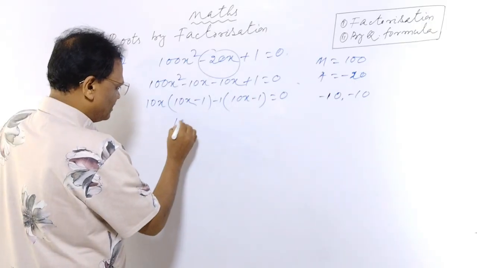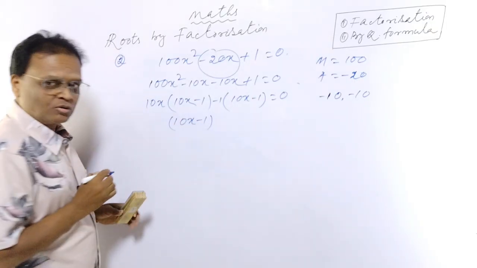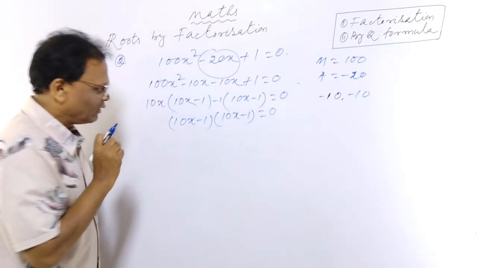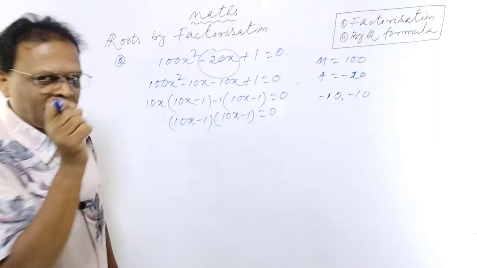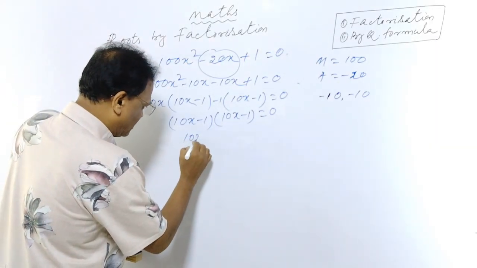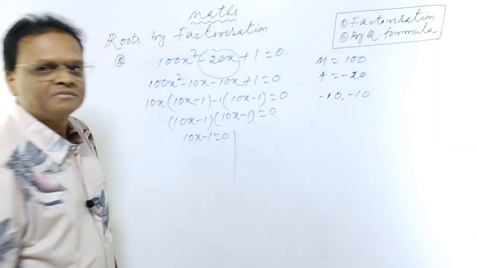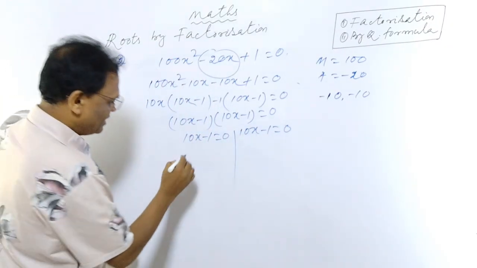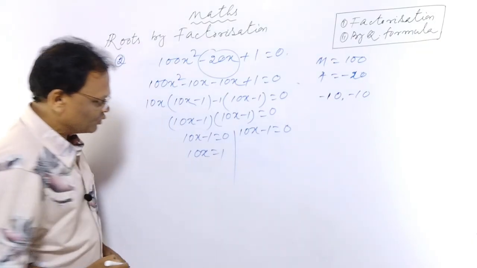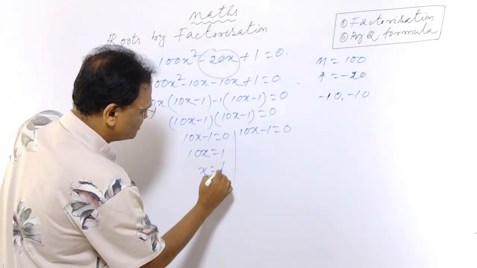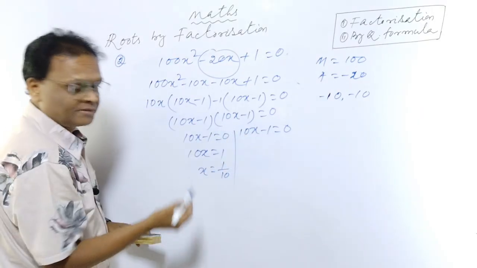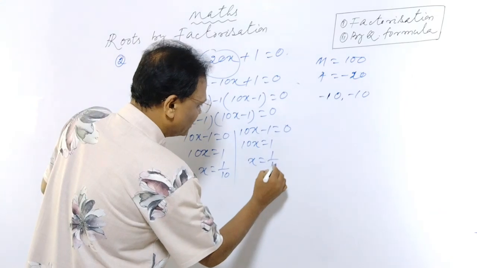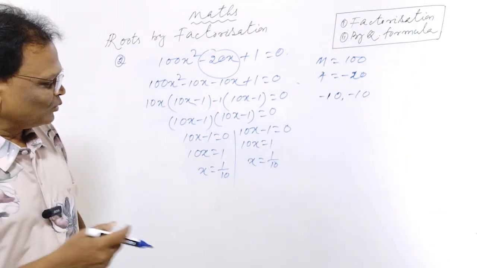I think these two are my repeated terms. I can take out the common, again equals 0. Now I got the two factors, and these two factors will give me two zeros. 10x minus 1 equals 0, again 10x minus 1 equals 0. This 10x becomes equal to 1, whereas x gives me 1 by 10. If I do the same thing on this side, 10x equals 1, x equals 1 by 10.